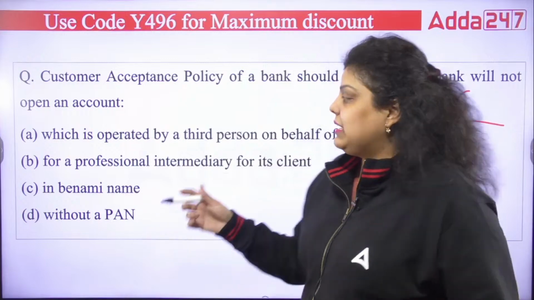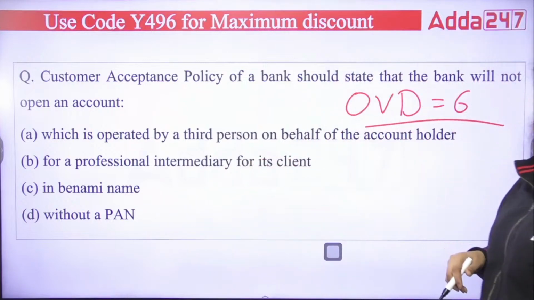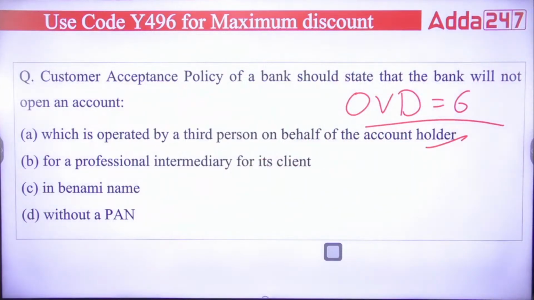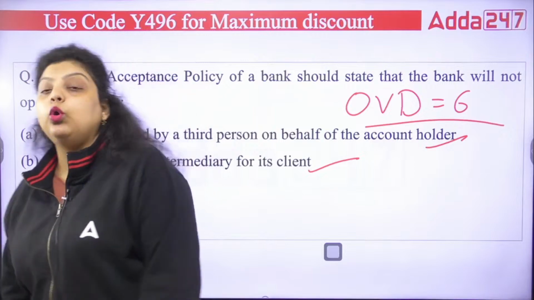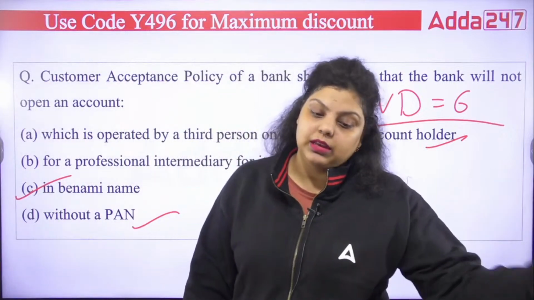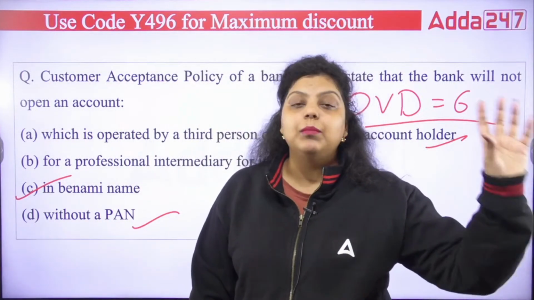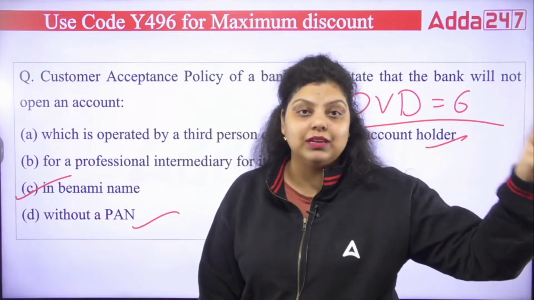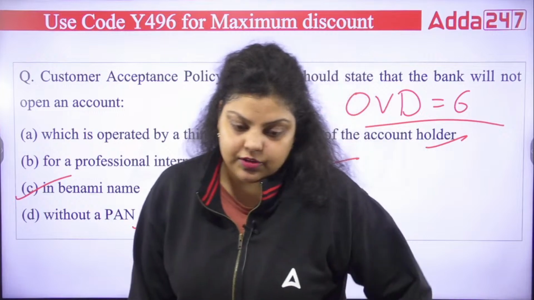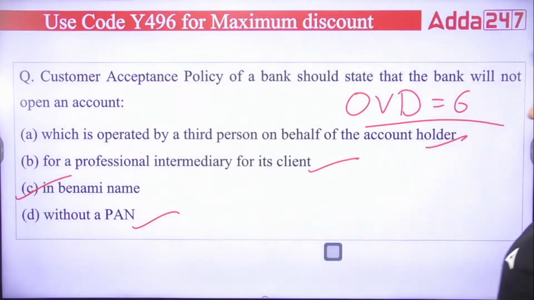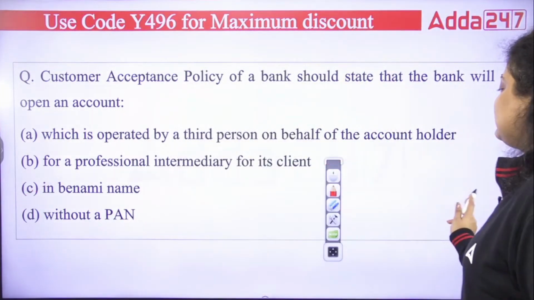An account can be operated by a third person on behalf of the account holder. This can be done. For a professional intermediary for its client, it also can be done. But the bank cannot open the account in Benami name. In Benami name, you cannot open a bank account. So the right answer will be option C. Clear? And Radhika ma'am and Niveda ma'am both have given the right answer. Very good.